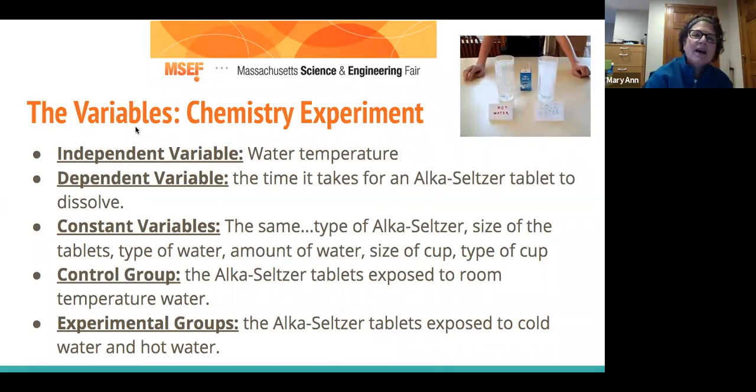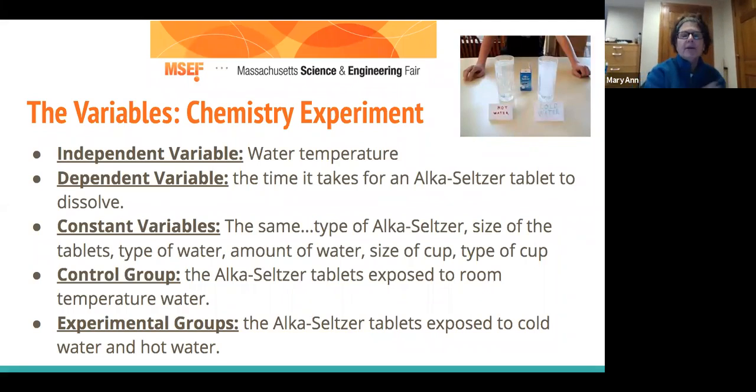But, okay, so for our chemistry experiment, how does the temperature of the water affect the rate of an Alka-Seltzer, the rate of a chemical reaction? Then the independent variable there is what the student or the scientist is changing on purpose. So the kid really needs to think, what am I changing on purpose? And what they're changing on purpose is the temperature of the water, okay? They're doing that on purpose.